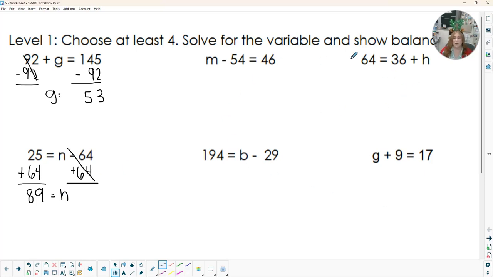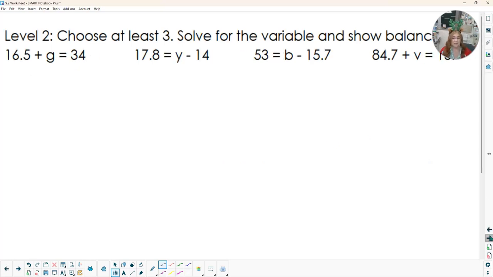So you pick 2 other ones that you would like to try here. So you have to pick 4. I helped you with 2. You need to finish and try these on your own. Let's go to the next level.